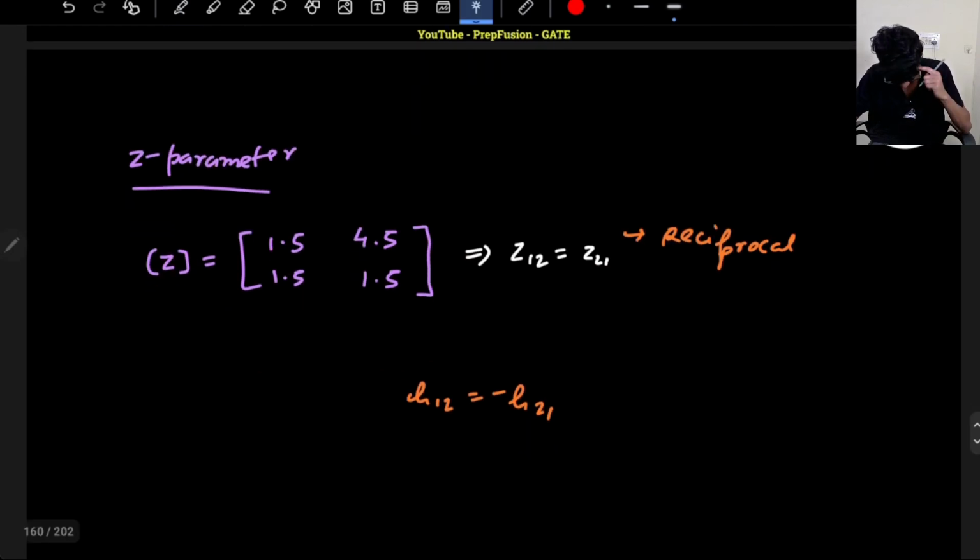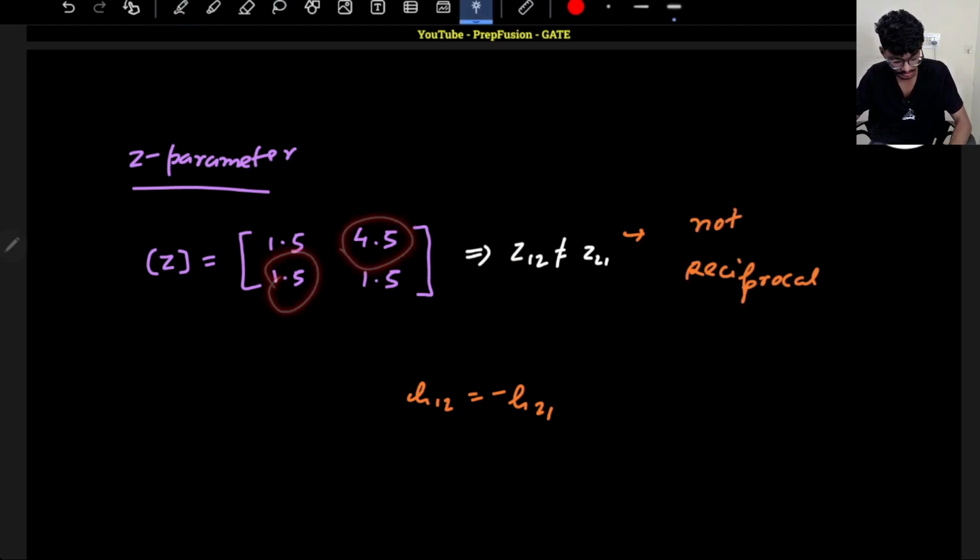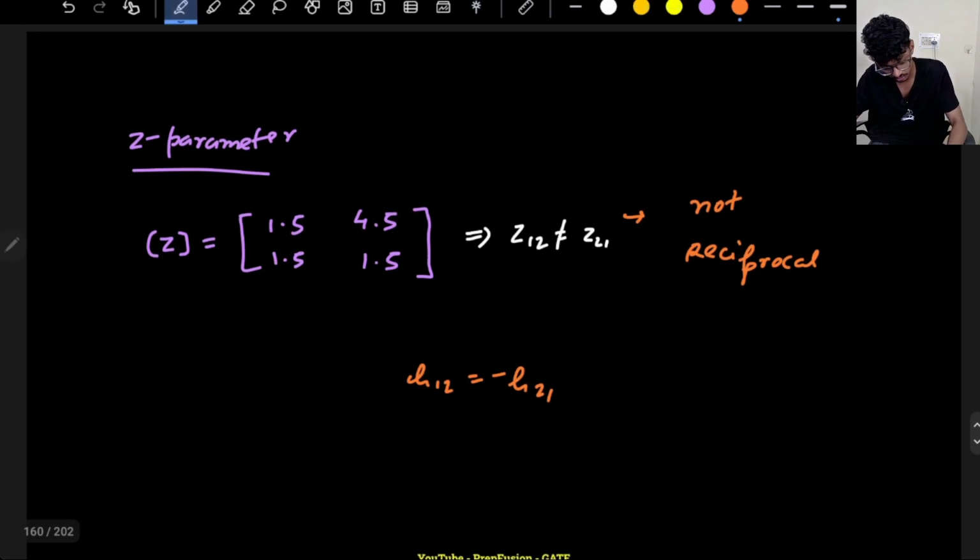Okay, sorry, what am I doing? Z12 is not equal to Z21, right? It is not equal to Z21. So the network is not reciprocal actually. Z12 is this, Z21 is this, right? It is not equal. So here this also will not be valid, because this was the reciprocity condition.